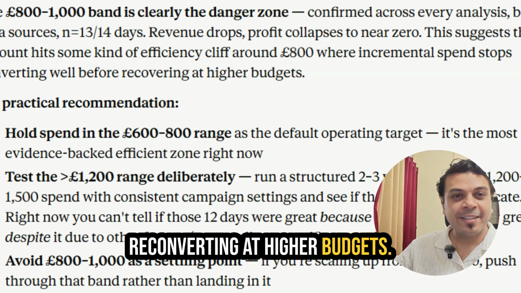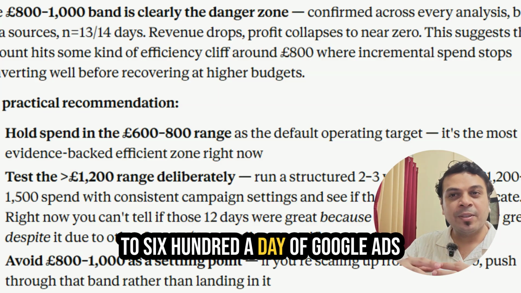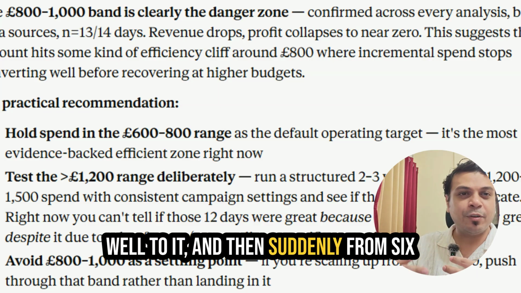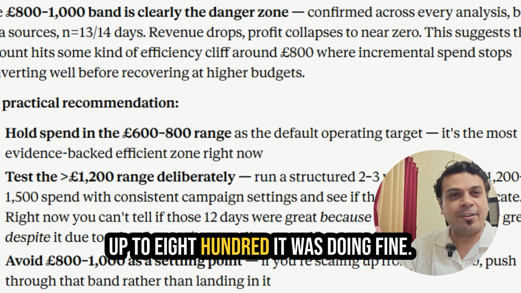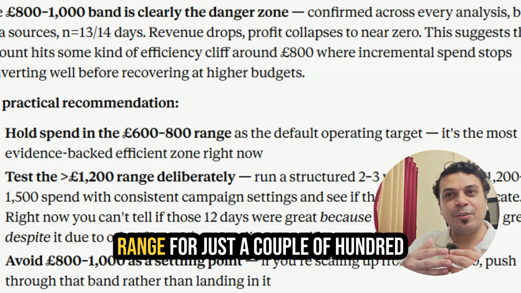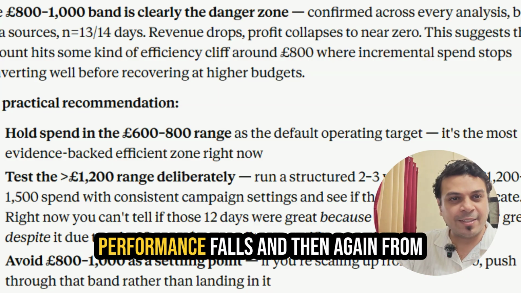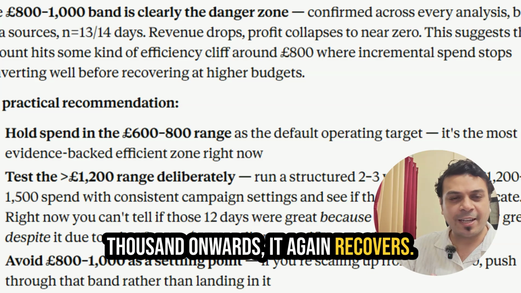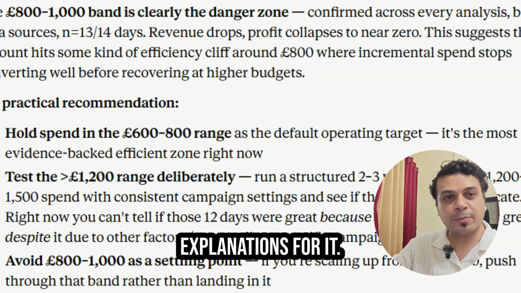Just think about it. Suppose up to 800 a day of Google ad spend, the account is responding well to it, and then from 800 to 1000, for just a couple of £100 of range, the performance suddenly falls, and then from 1000 onwards it again recovers, right? It struck me immediately, what kind of a strange analysis is that? And there had to be other explanations for it.